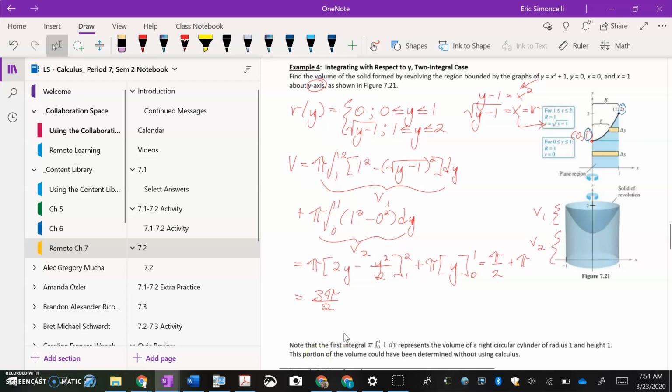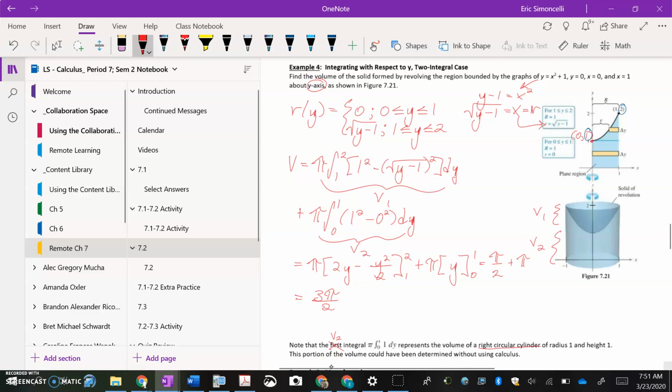Let's just say that the V sub 2 integral is pi times the integral from 0 to 1 of 1 dy. And that represents the volume of a right circular cylinder of radius 1 and height 1. This portion of the volume could have been determined without using calculus.